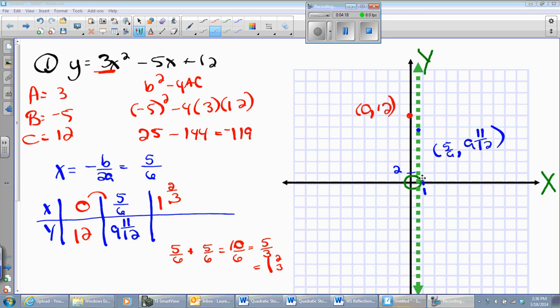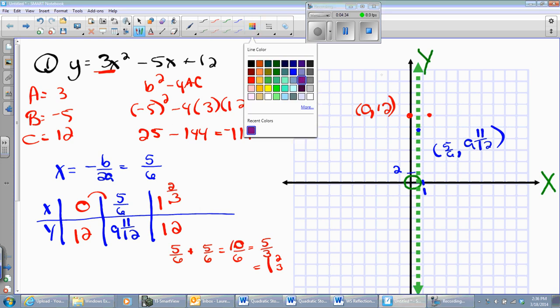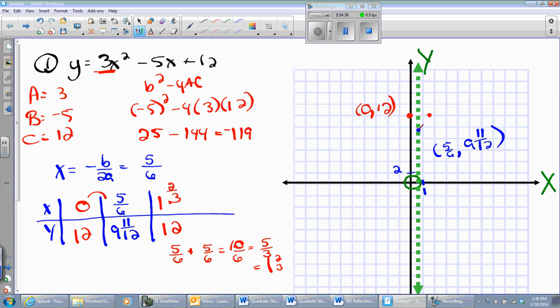So 1 and 2 thirds is going to be somewhere along here, and the y-coordinate is simple because I'm using symmetry. I get 12. So 1 and 2 thirds, 12 is going to be right about there. And you can laugh at me all you want, but I should be able to draw this parabola decent because the vertex and my 2 points are relatively close to each other. I don't even need to do my copy thing. Got a little bumpy there, but there you go.